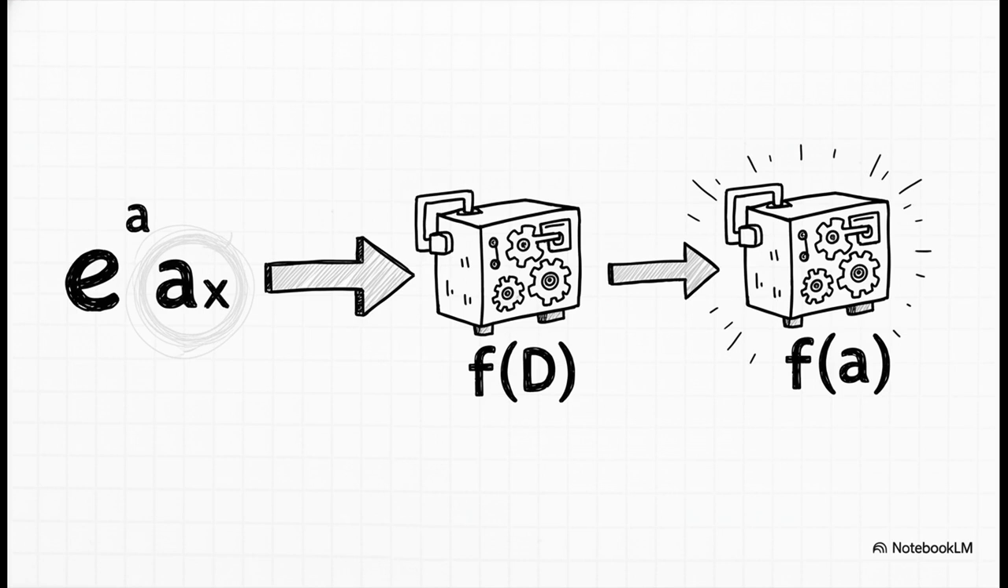Now, the reason this works is because of the beautiful nature of the exponential function. When you differentiate e to the ax, what do you get? You always get a multiple of e to the ax back. The function's basic shape never changes, and that's what unlocks this amazing algebraic shortcut.